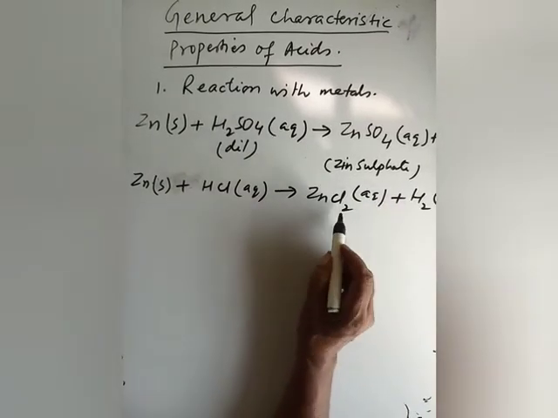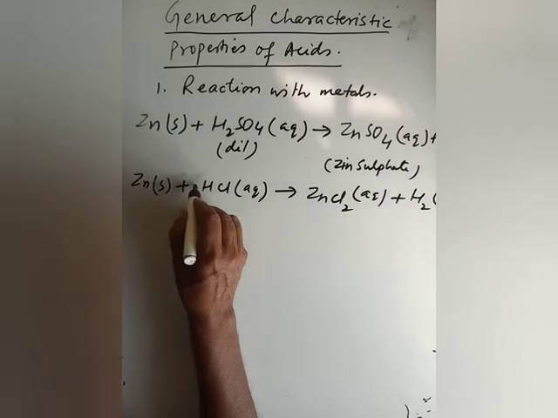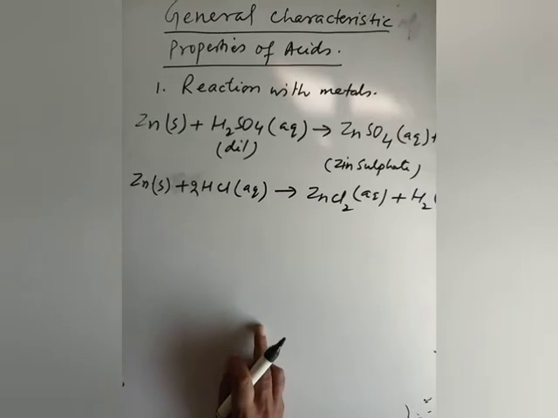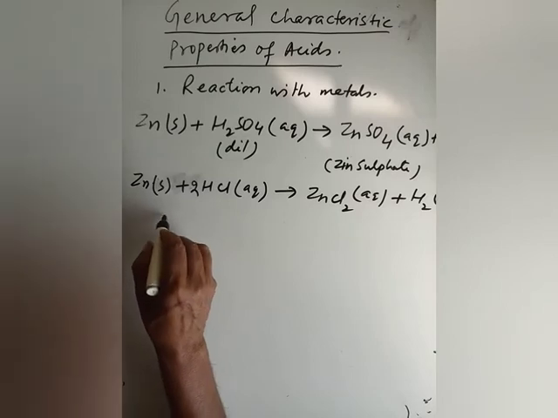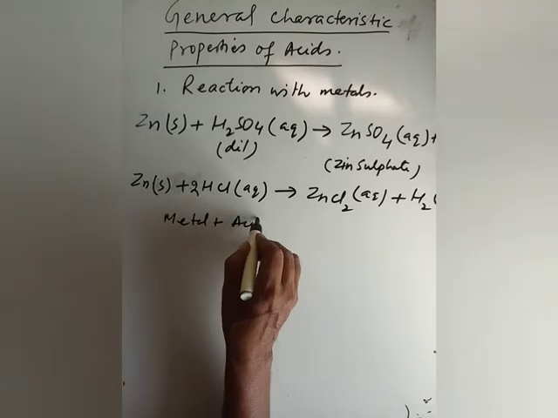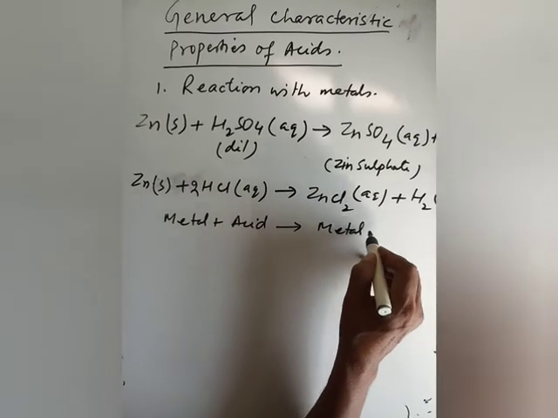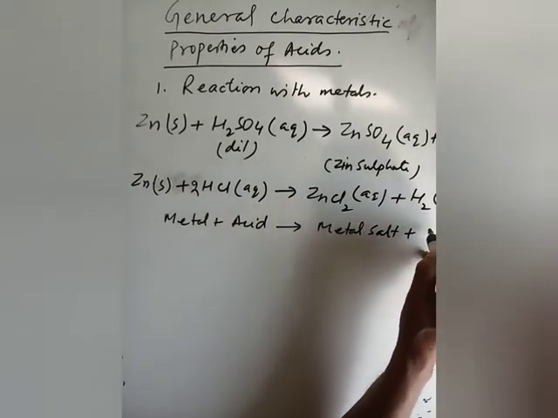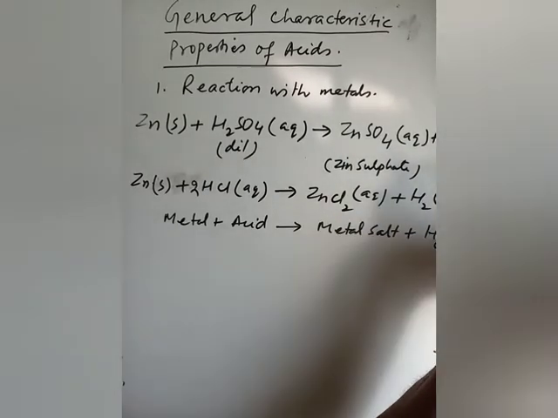In order to balance this, look here, chlorine is not balanced. The chlorine on the right side is 2 here now. So put 2 here. In this case, hydrogen and chlorine are both balanced now. So the general property of an acid with metal is that metal plus acid reacts to give metal salt plus hydrogen gas.